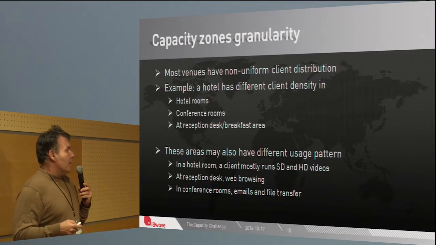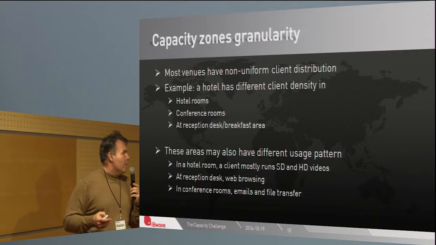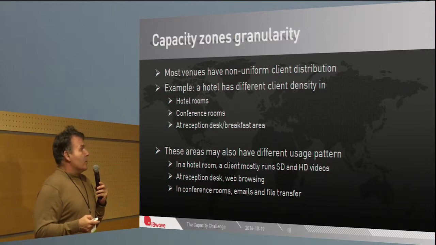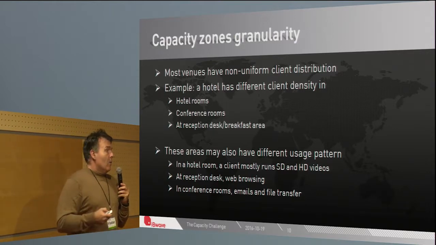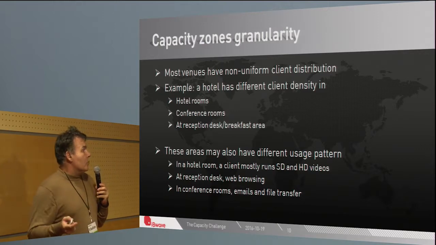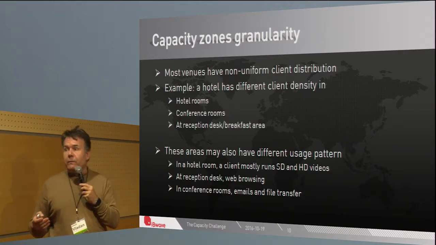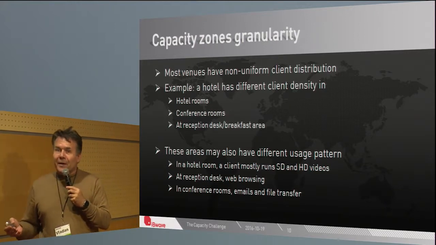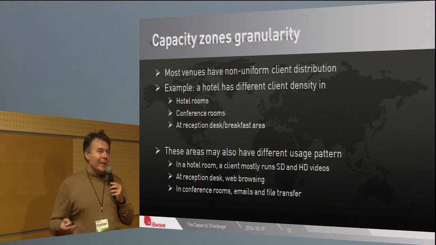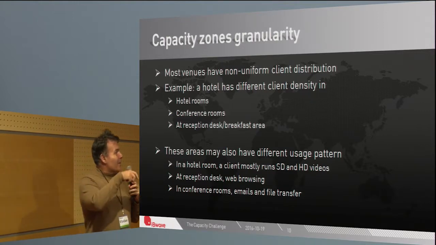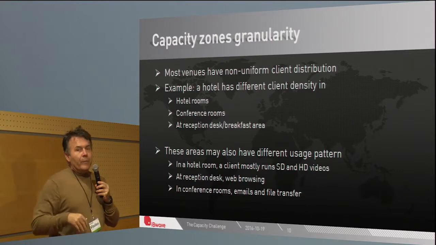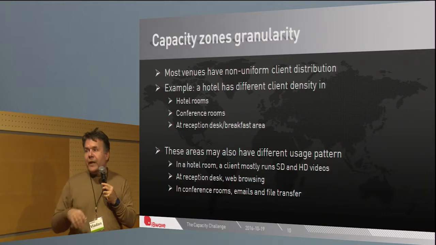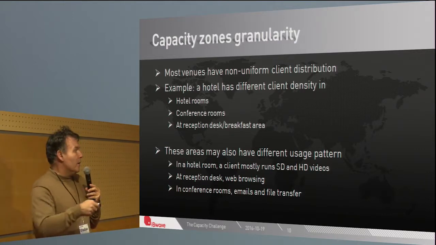What it means is that in a hotel room, a client may mostly run videos, SD or HD, and at the reception desk, it may be web browsing or voice over IP, and then in conference rooms, it may be emails and file transfers. Well, hopefully, nobody's going to be using voice over IP in a conference room when somebody else is presenting, right? So this obviously points out that within one venue, you may have different user patterns in different areas. And that may be for a different time of the day as well.